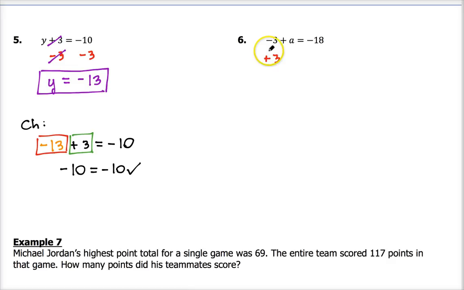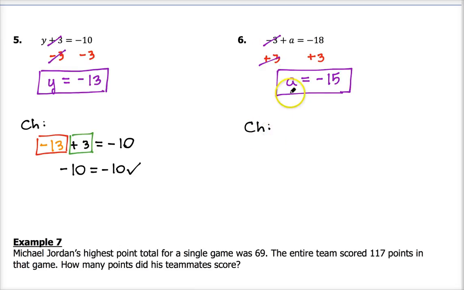So we add 3 here on the left side. We must also add 3 on the right side. Negative 3 plus 3, these cancel each other out, so we're left with a equals negative 18 plus 3, and negative 18 plus 3 is equal to negative 15. Okay, and we'll want to check just to be sure.